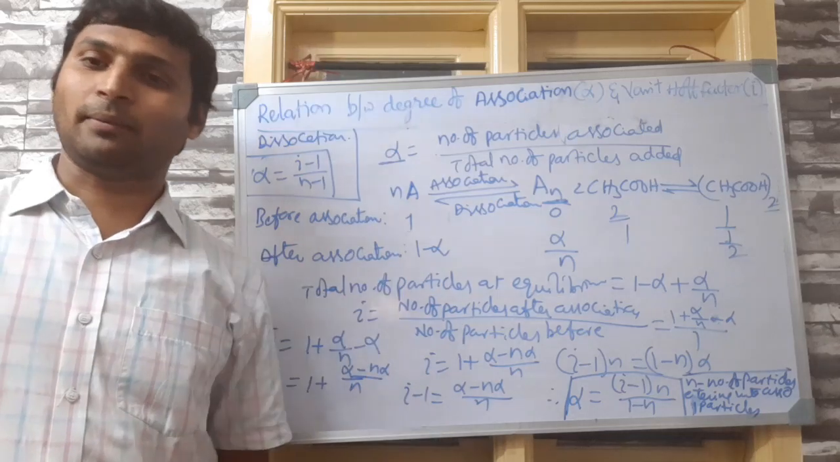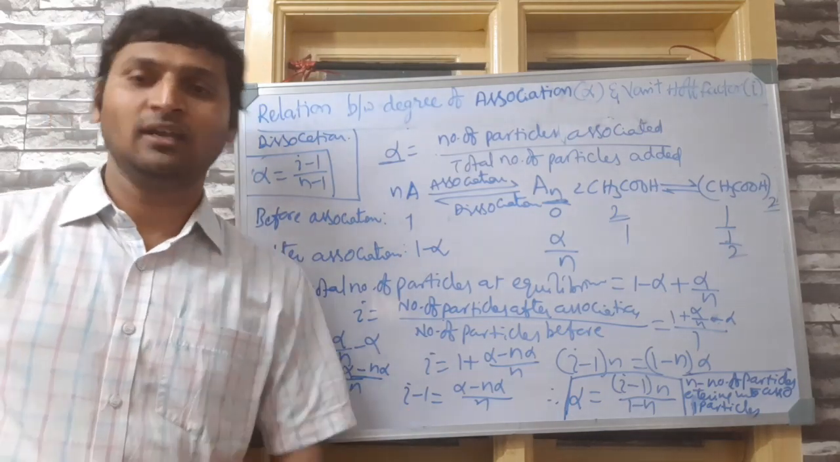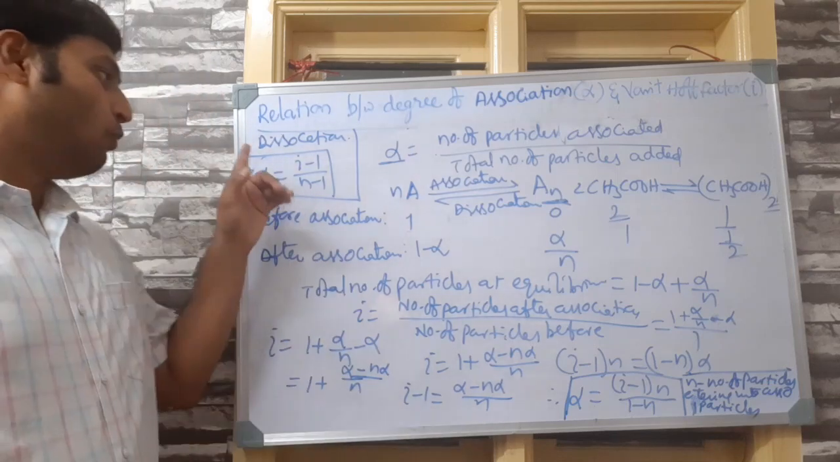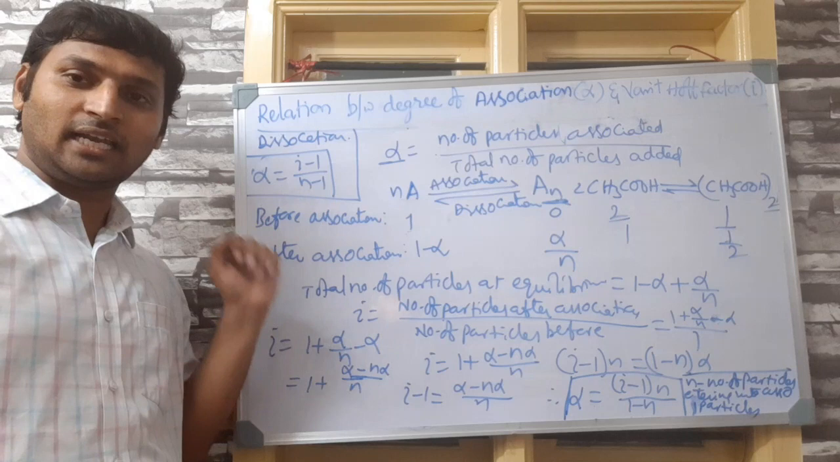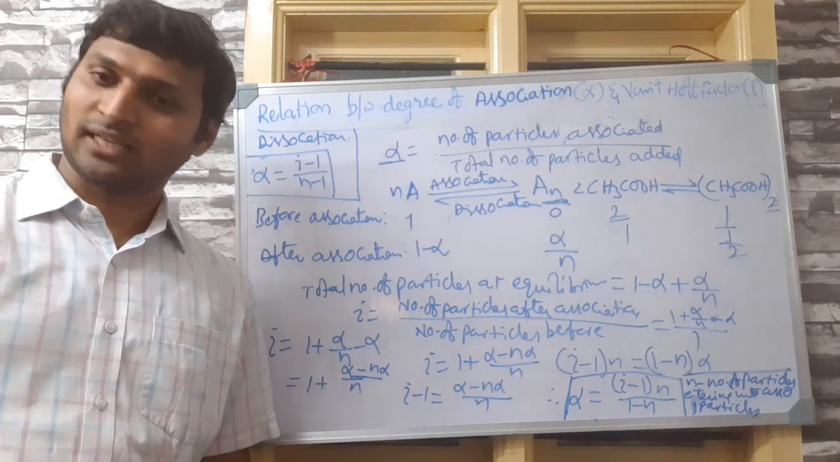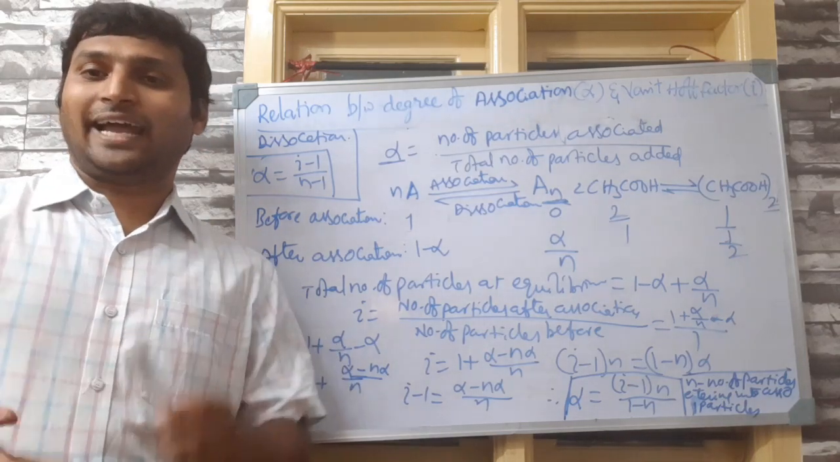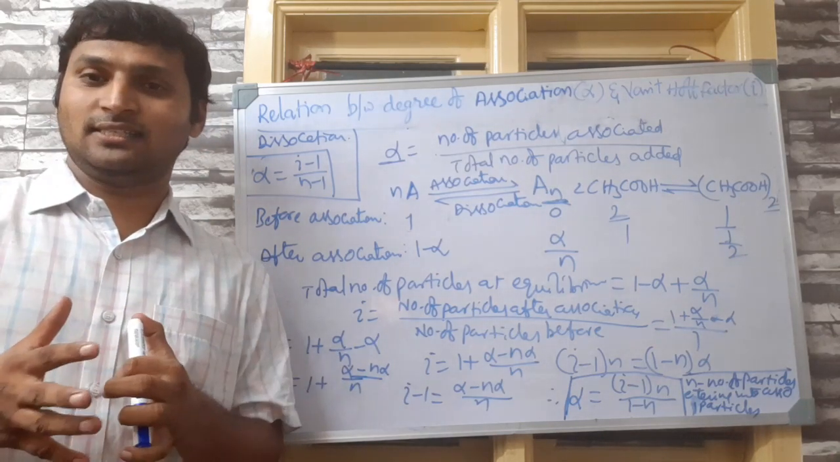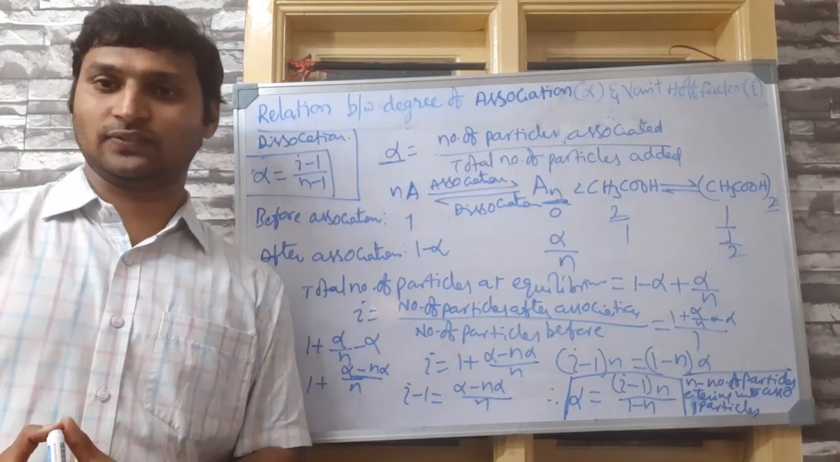There is a tetramer formation, n is 4. There is a pentamer formation, n is 5. So simple. One molecule breaking into 2 particles, n is 2. Breaking into 3 particles, n is 3. Breaking into 4 particles, n is 4, and so on. Clear? Understood? Now, time to solve questions to get experience in these relations. Okay?